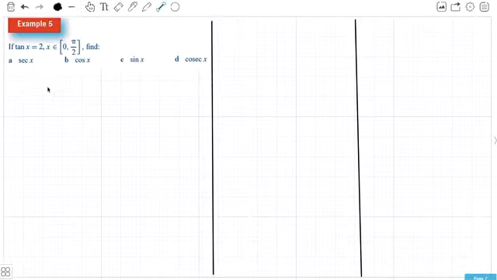We're going to use trig now, or our knowledge of trig, to solve a trig equation. So let's have a look at what we're being asked here. If tan of x equals 2 and x is an element of 0 to pi on 2, which is talking about our domain for x, find the following.